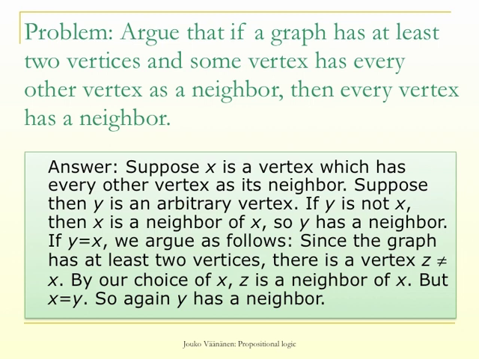Solution. Suppose x is a vertex which has every other vertex as its neighbor. Suppose then y is an arbitrary vertex. If y is not x, then x is a neighbor of y, so y has a neighbor. If y equals x, we argue as follows. Since the graph has at least 2 vertices, there is a vertex z different from x. By our choice of x, z is a neighbor of x. But x equals y in this case, so again y has a neighbor.